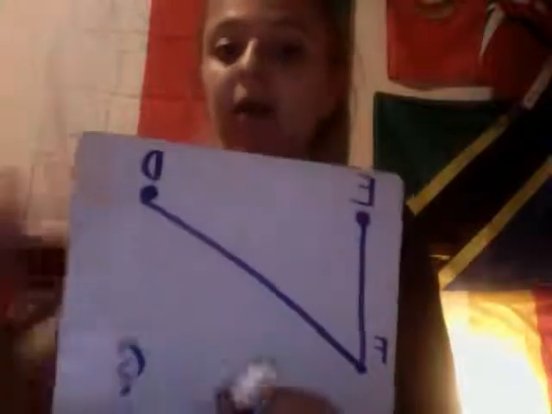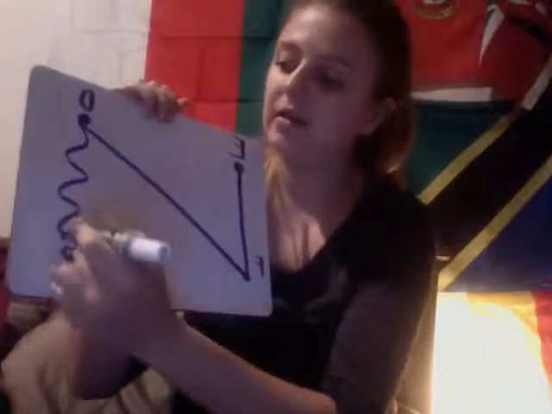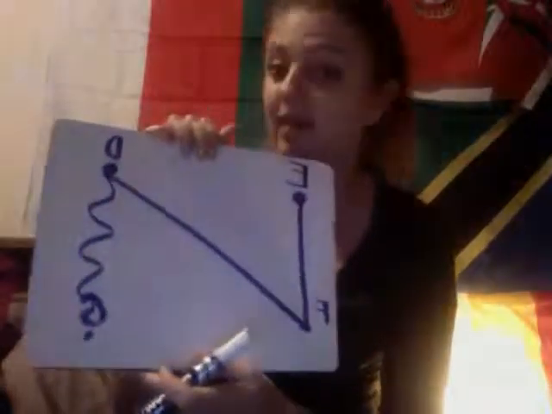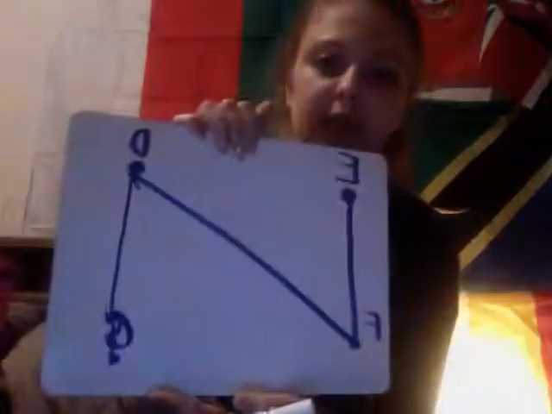And remember, our lines are straight. So even if I say, let's say, line segment DG, that's not a line segment because it's not straight. Even though it connects the points, it's not a straight line. So we would have to draw a straight line. Okay, so those are line segments.